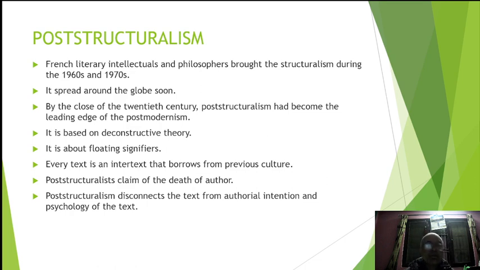And it is about floating signifiers. Floating means sliding signifiers. No final meaning, no final interpretation, no final destination of an interpretation. Every text is an intertext that borrows from the previous culture. Every text is related with the past or the text. Salman Rushdie writes about his Victory City.